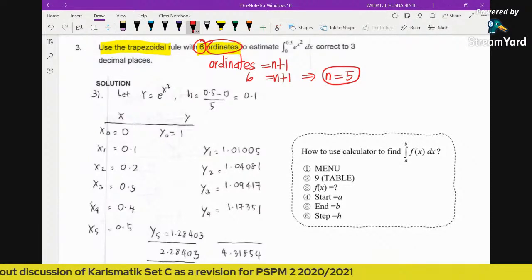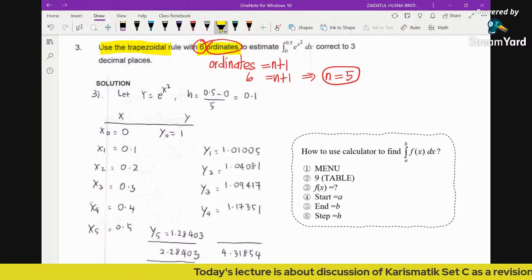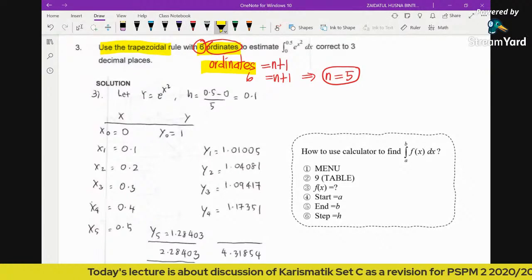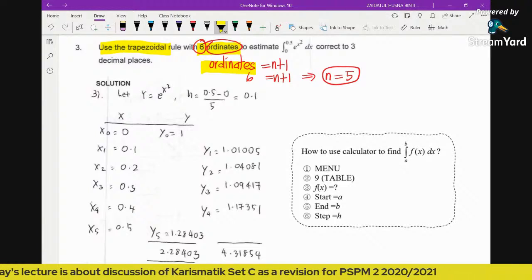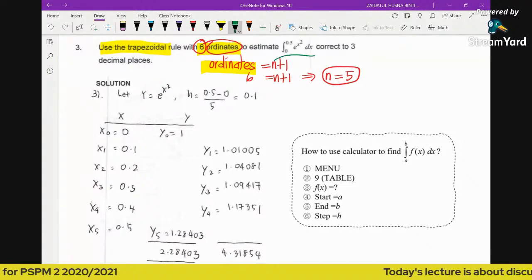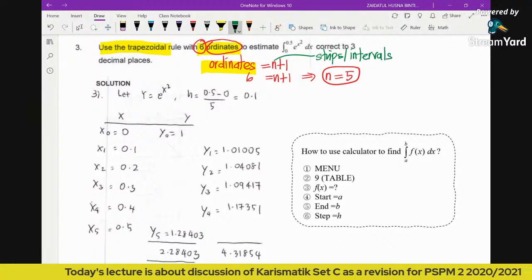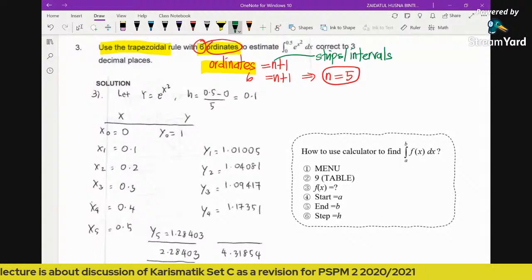the whole thing will be wrong. So please be very careful. Even though this topic is easy, it's also easy to lose marks. So please bear in mind, guys, trapezoidal rule: ordinates is basically n plus 1. Make sure you can differentiate the terms. n is basically strips or intervals, but ordinates is n plus 1. So n is equal to 5.